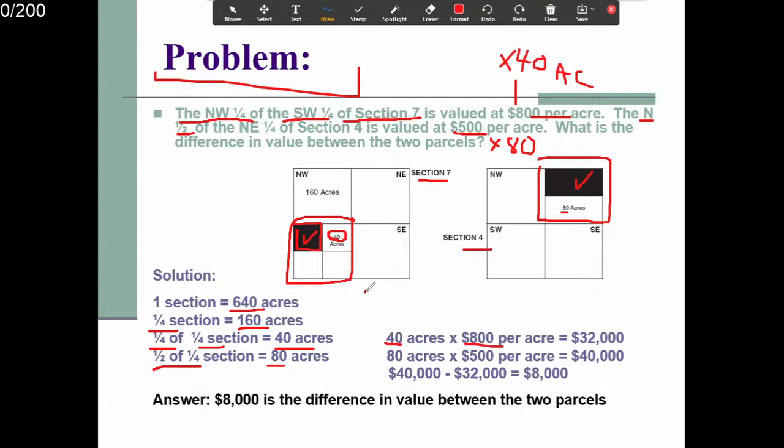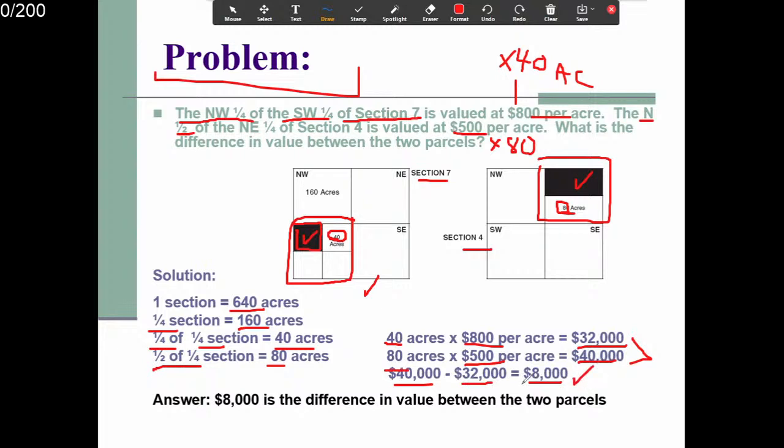times 800 for this problem here is $32,000. Right? 这一边左手边这个第7段 right? 40个英亩乘800块1英亩是32000 okay? The next one, 80 acres, okay, times 500, 40,000. Okay, 80个英亩乘500块1英亩是4万块。So the difference between these two, 40 minus 32 is $8,000.